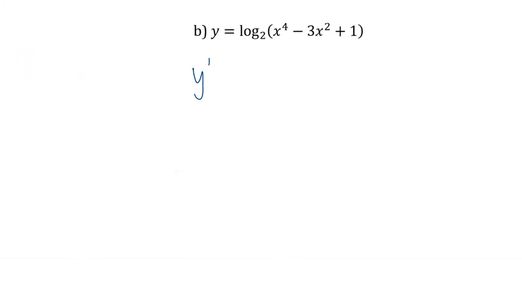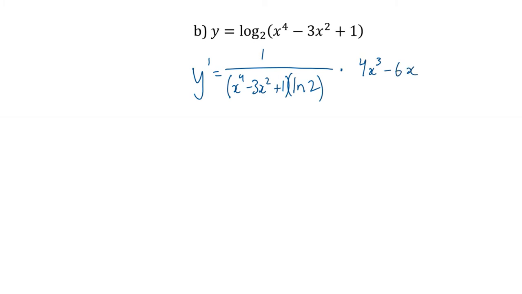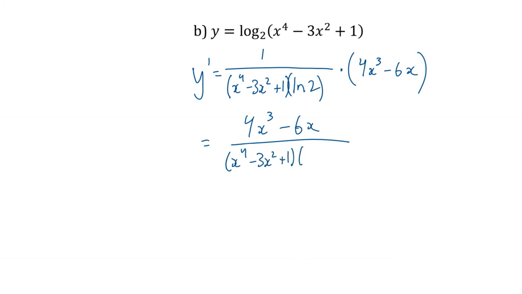Similarly here, y prime is 1 over the argument times ln of the base times the derivative of the argument, which is 4x cubed minus 6x. Brackets around all of that because otherwise it looks like times 4x cubed and then just minus 6x, but it's times the whole thing. And again, generally we are going to want that on top. Something like that.